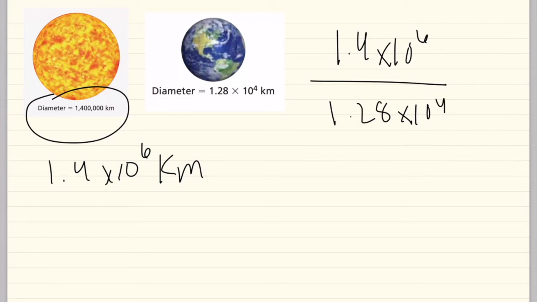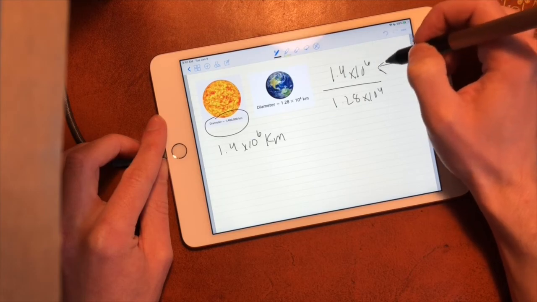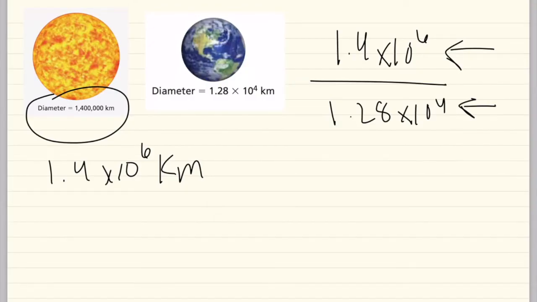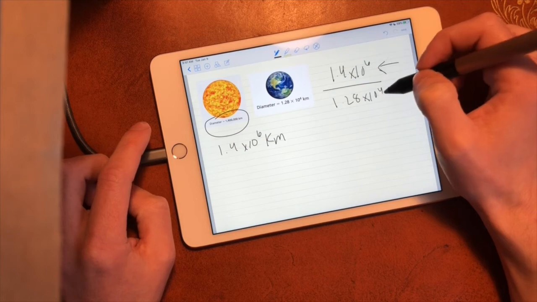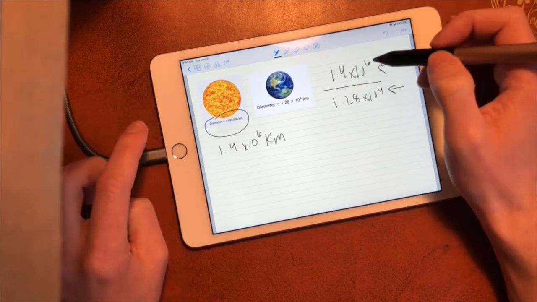And you can tell we're doing this correctly because we know the sun is larger than the Earth, and this exponent of 6 is larger than that exponent of 4. Even if they were the same, the 1.4 is greater than the 1.2, but the sun is so much bigger than the Earth that the exponent itself is different, which means it's many orders of magnitude larger.